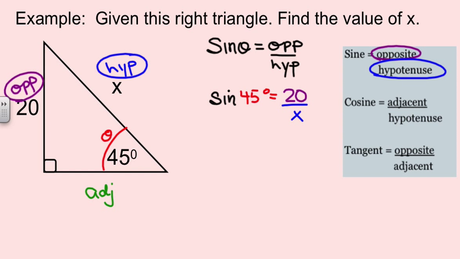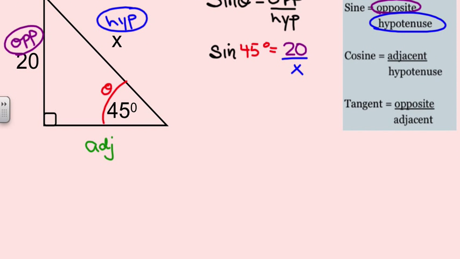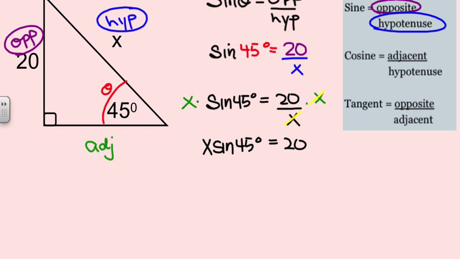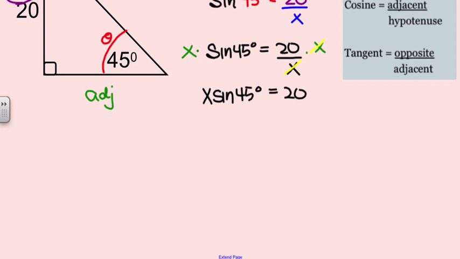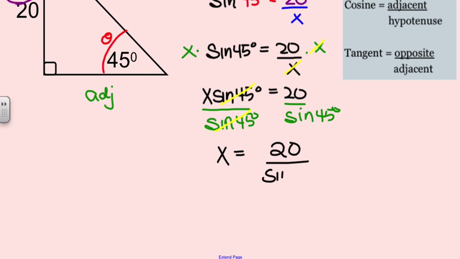So the first thing we want to do is multiply both sides by x to get that x gone. So I say the sine of 45 degrees equals 20 over x, and now we multiply the right side by x and the left side by x. The nice thing about that now is my x's will cancel on the right-hand side. Now I have x times the sine of 45 degrees equals 20. Now I continue wanting to solve for x. So I want to undo that sine of 45 degrees. So now I'm going to divide both sides by the sine of 45 degrees. And the sine of 45 degrees will cancel on the left. We're left with x equaling 20 over the sine of 45 degrees.